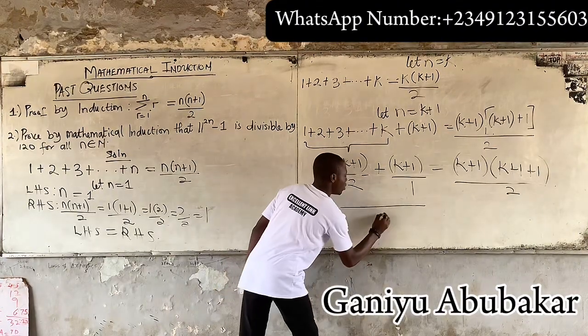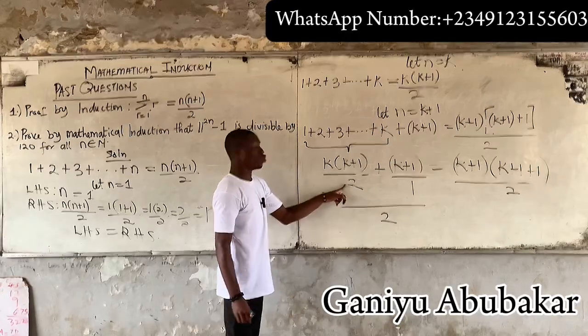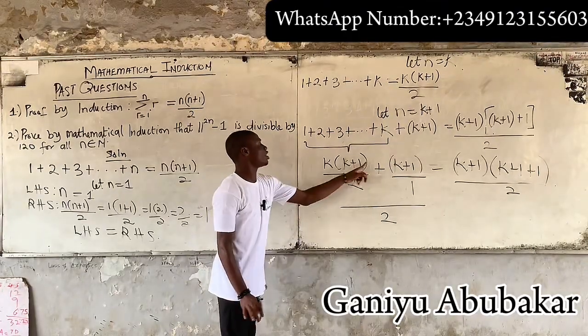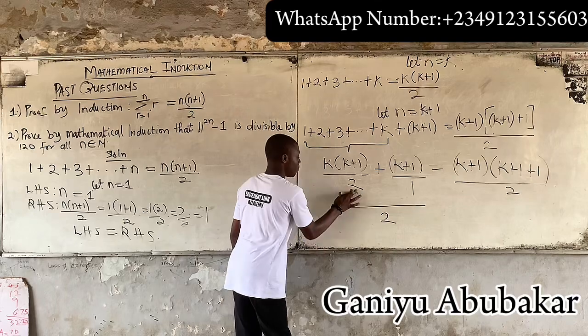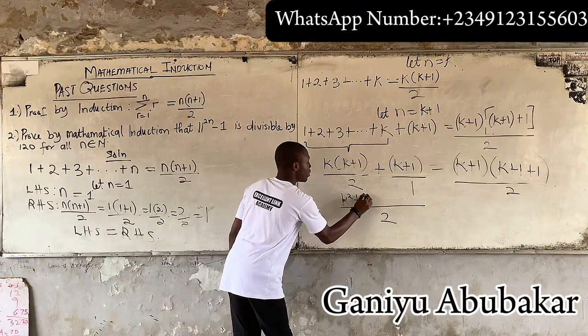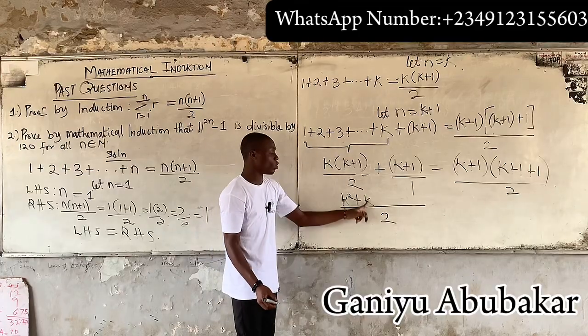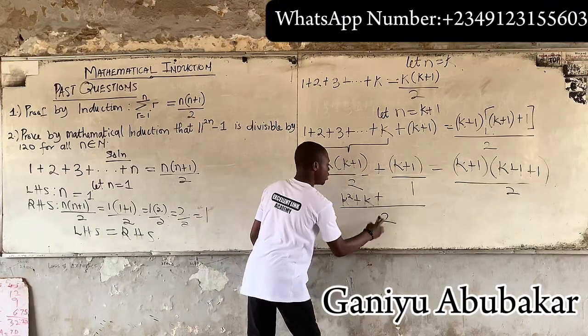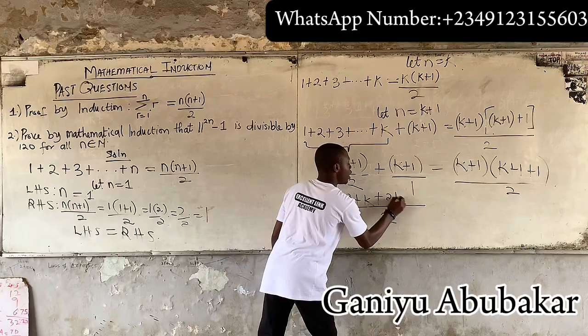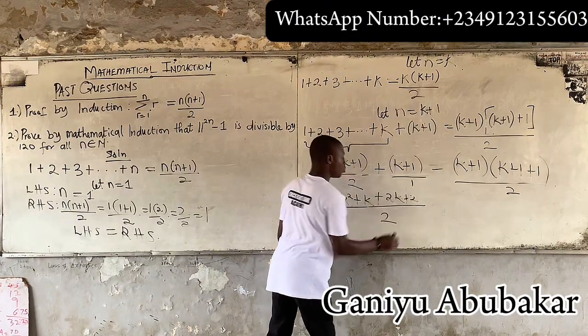What's my LCM here? 2. 2 into 2 is what? 1. 1 times this is what? k into k, k square plus what? k times k is k square, plus k times 1 is k. So plus 2k plus 2. Exactly, 2k plus 2. True or false?